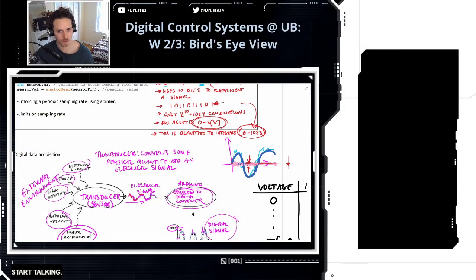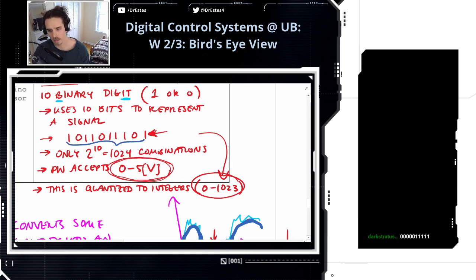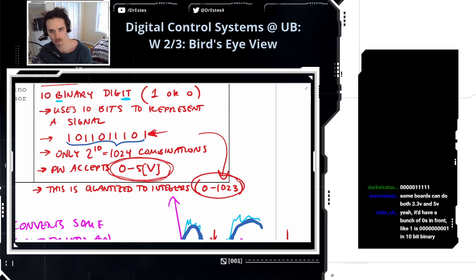let's see. Every integer between 0 and 1023 still has a 10-digit binary number that corresponds with it. Like, someone is throwing some 10-digit number in there. That corresponds to an integer. So every integer between 0 and 1023, one is 0000000001 in 10-bit binary. Thank you, Mike. Beautiful.